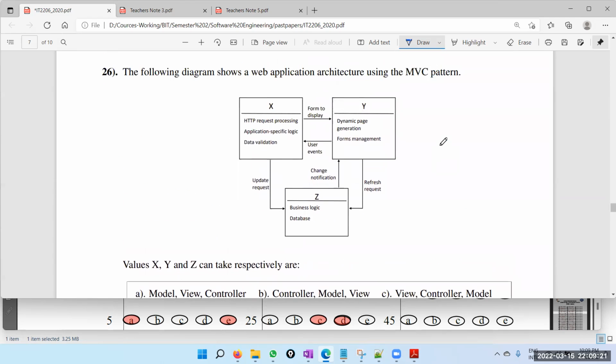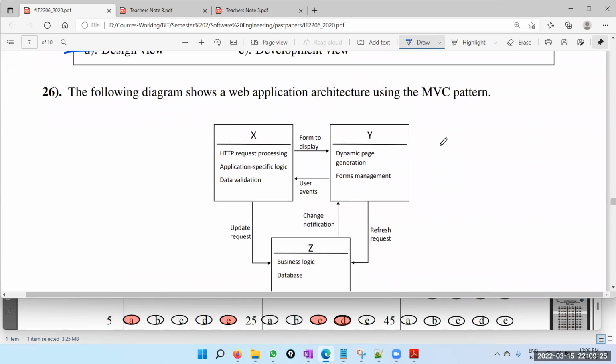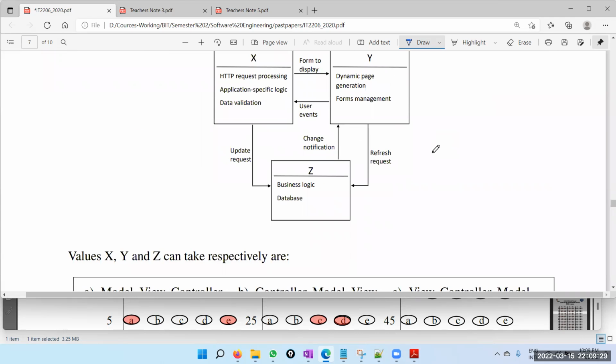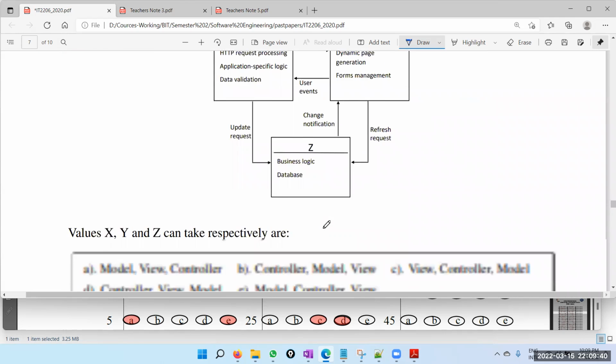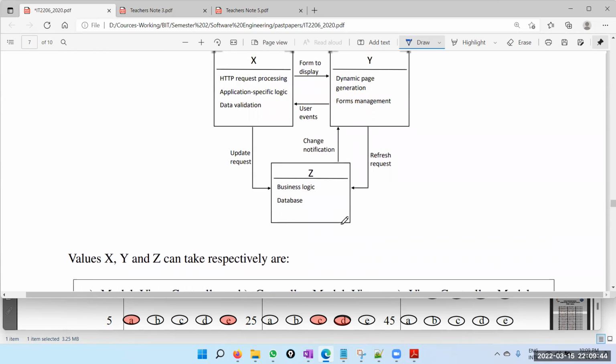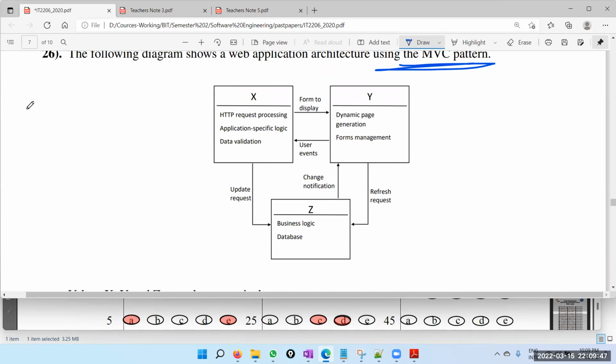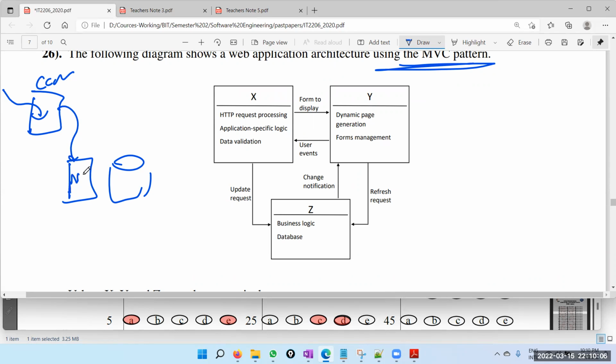26. MVC. We have been discussing MVC bit by bit, right? MVC architecture is discussed for the web. The following diagram shows a web application architecture using the MVC pattern. X, Y, Z. You might ask which is the model, which is the view, and which is the controller. This is for a web application, okay? The database communication is done by the model, and initially your request is taken care of by the controller. Then the controller will contact the model, the model will communicate with the database, and that data will be pushed to the view, and that view will be sent.